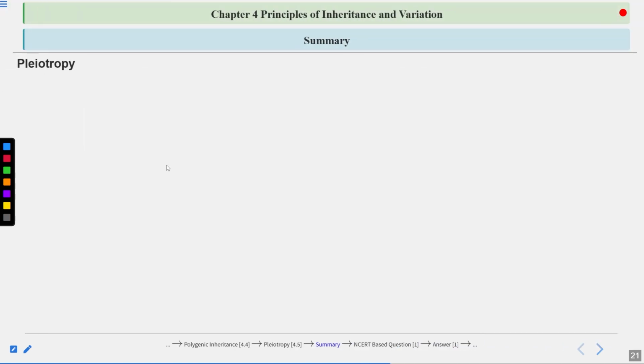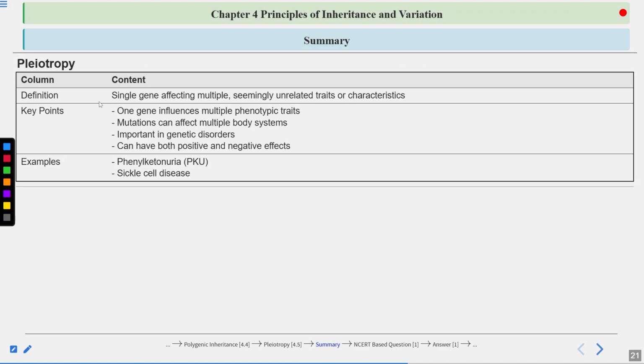Then we also talked about pleiotropy. Now, what is the definition? A single gene affecting multiple traits, multiple unrelated traits or characteristics. Here, one gene influences multiple phenotypic traits. A mutation can affect multiple body systems.